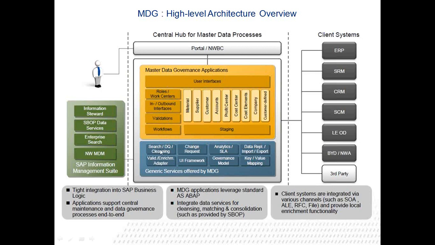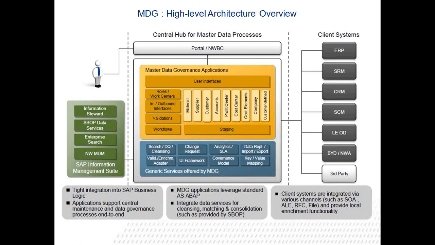At the bottom you can see some blue highlighted items. These are all generic services offered by MDG. So using this architecture, what exactly is offered by SAP using MDG? If you see here, search, DQ, or cleansing. You can search the master data, cleanse the master data, and do data quality related operations. So what is a data quality operation? Data quality means, for example, address enrichment or duplicate check.